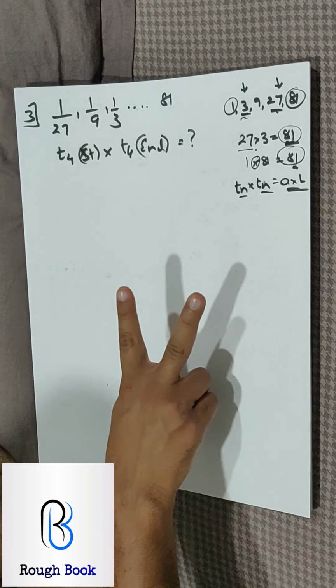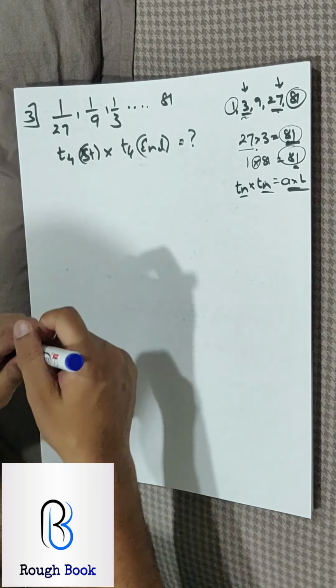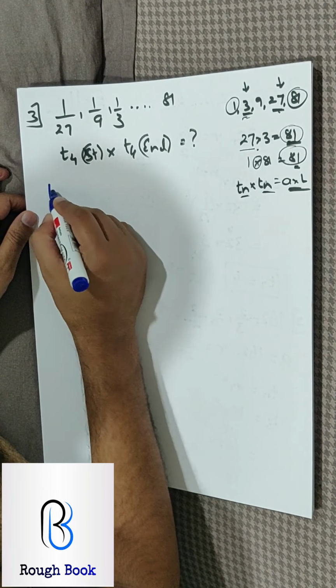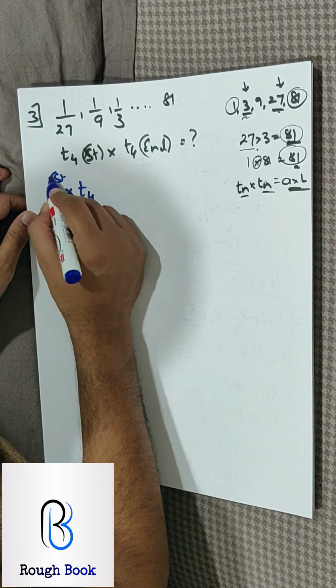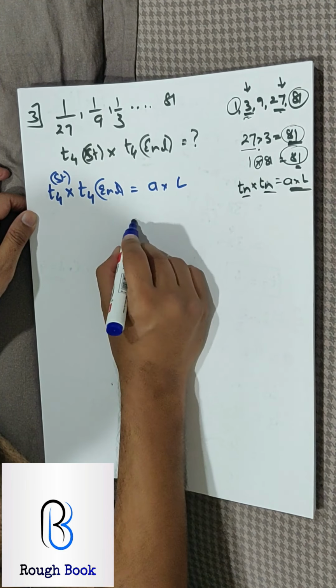Yeah, so there are two methods to solve this. One, you actually find the fourth term from the end by reversing the series and then multiply. Or you can directly say fourth term from the start into fourth term from the end is equal to first term into last term.